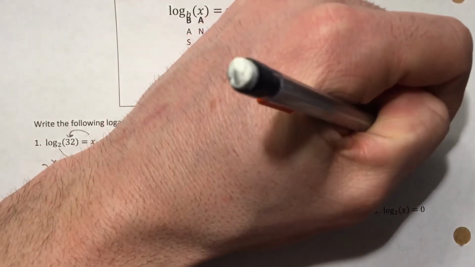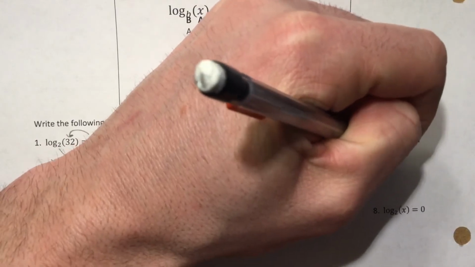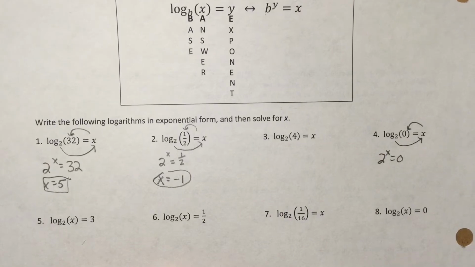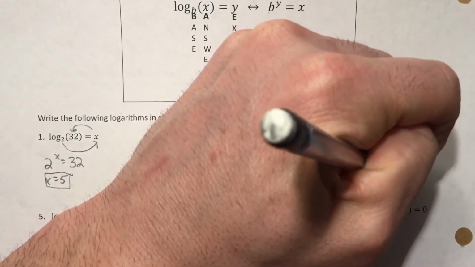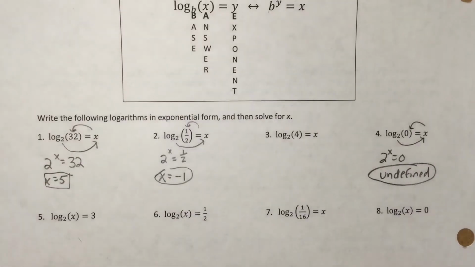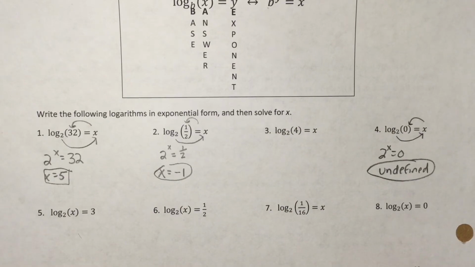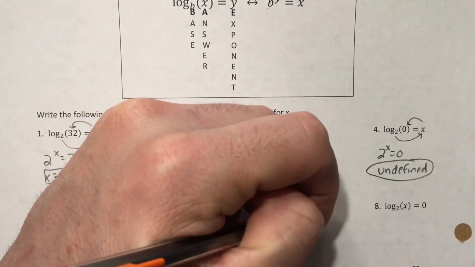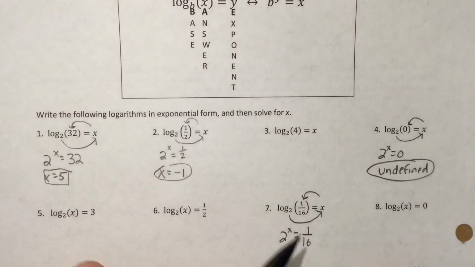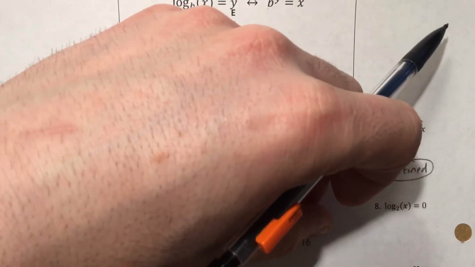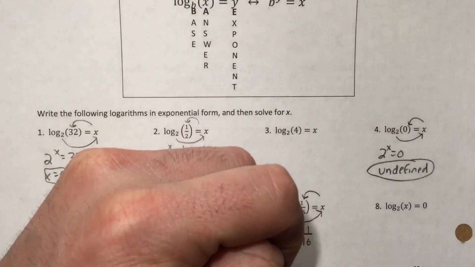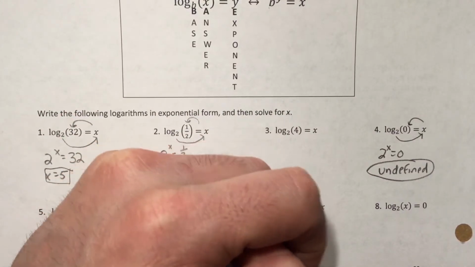Going with a couple others. Here I have 2 to the x equals 0. Is it possible for the exponential to ever equal 0? No, there's an asymptote there. So this one's undefined. If I look at this one, 2 to the x equals 1/16. Again, I know my answer is a fraction, so I know I'm going to have a negative exponent. That's how I get fractions. So I just cover up that 1. I think, 2 to the what power is 16? 2 to the 4th is 16. So 2 to the -4th would be 1/16.